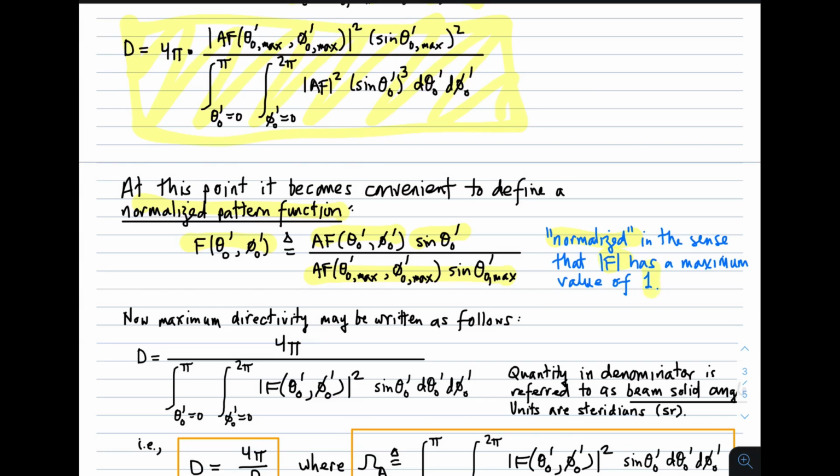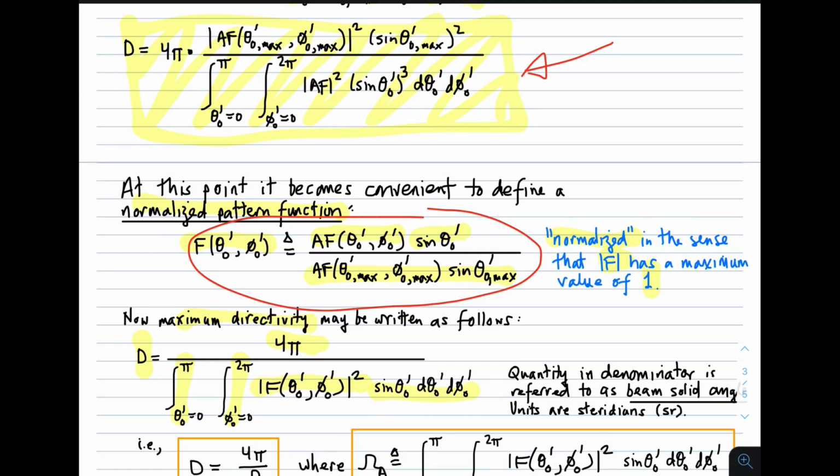It's normalized in the sense that the magnitude of this thing has a maximum value of 1. And you'll see why that's convenient by comparing what you have here to what we got in this expression. If we make the substitution and wiggle things around a little bit, we find that the maximum directivity can be written as 4π in the numerator, divided by integration over the sphere of the magnitude of the normalized pattern function times sin θ₀' dθ₀' dφ₀'.